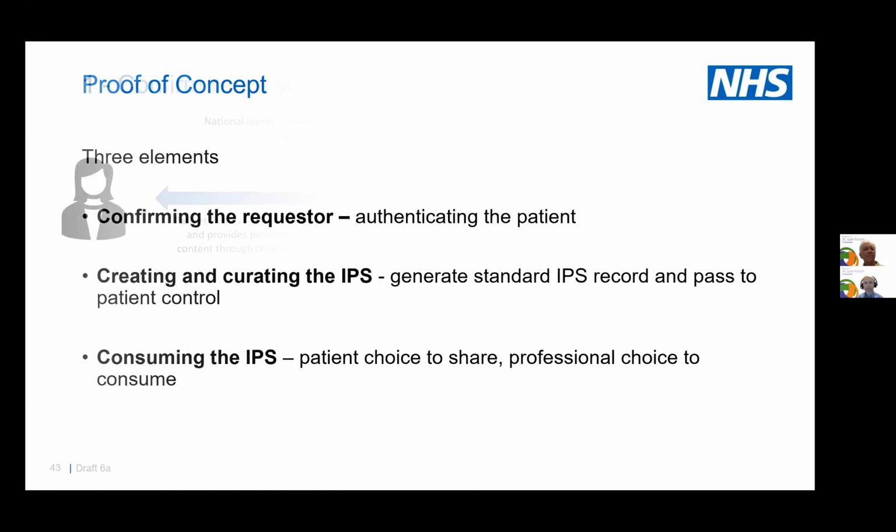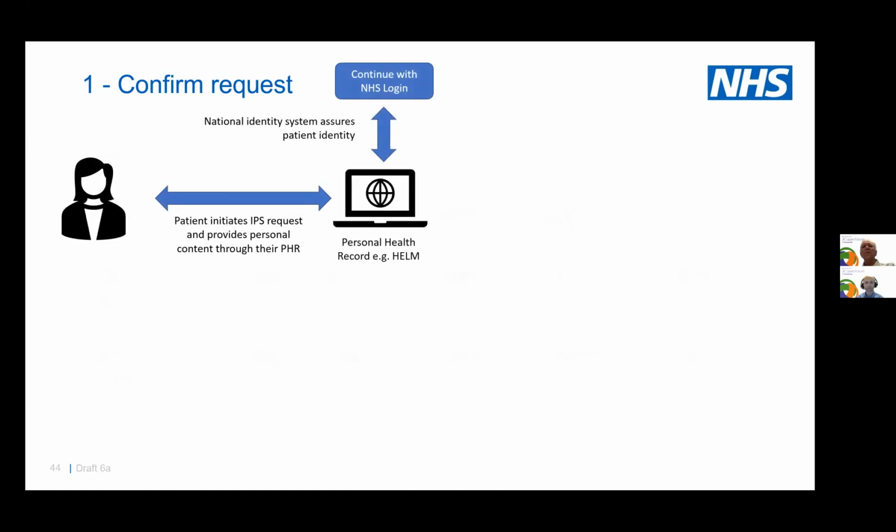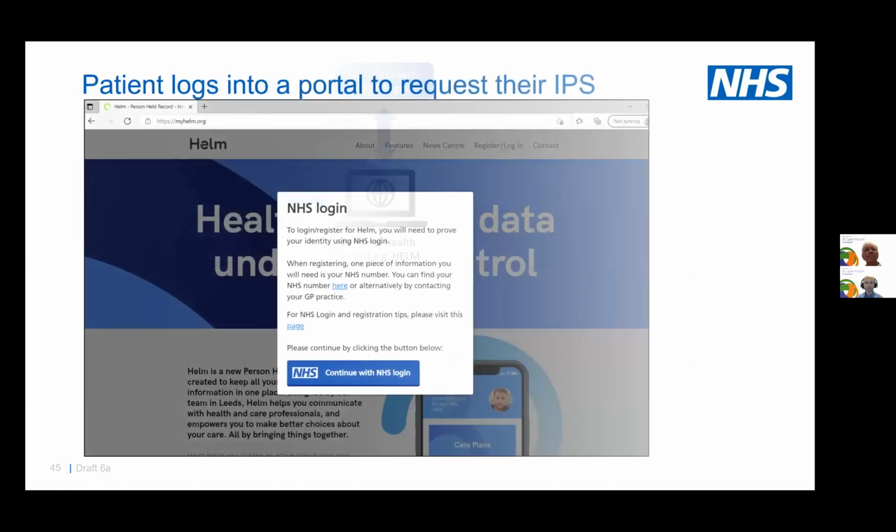So the first part, which Lee is going to talk about in a moment, is how we confirm the request to ensure that the patient is actually legitimate. And we're able to do this using pieces of our national infrastructure. We have a national identity capability called NHS Login. We're also assuming that the patient is using some sort of personal health record application, and in this example, it's called Helm. Next slide, please, and over to Lee.